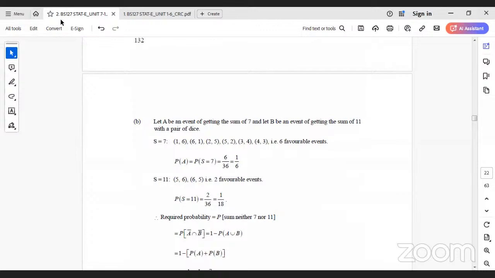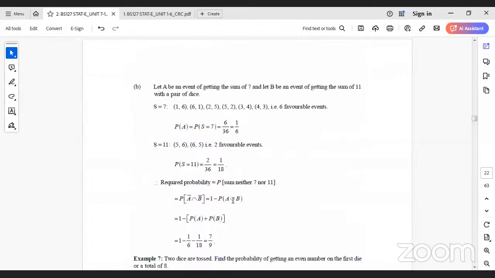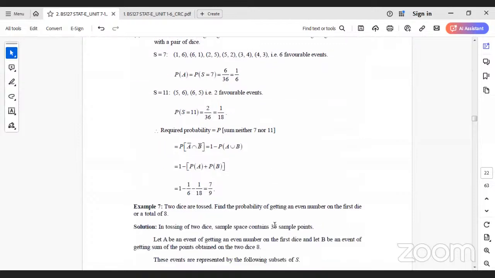Let A be the event of getting a sum of 7 and let B be the event of getting a sum of 11 with a pair of dice. For 7: 1 6, 6 1, 2 5, 5 2, 3 4, 4 3. P of A is 6 by 36, that is 1 by 6. For 11: 5 6, 6 5 are the two favorable events, that is 2 by 36, 1 by 18. Required probability is P of A bar intersection B bar, which is 1 minus P of A union B. So 1 minus 1 by 6 minus 1 by 18, the solution is 7 by 9.